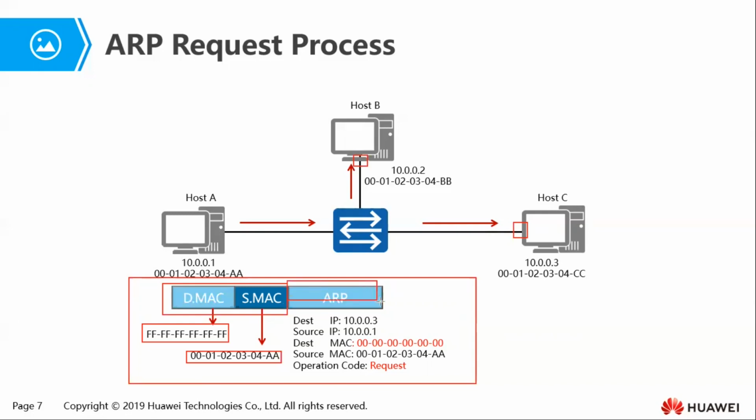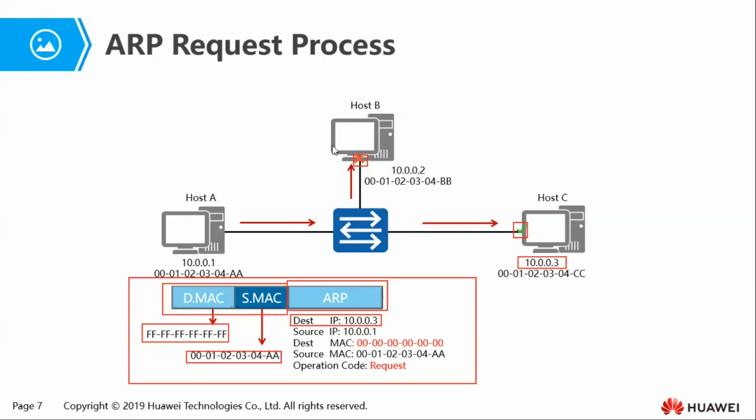Now, in the ARP header, it's going to define the destination address. As you can see here, that destination address is actually the IP address of host C. So when host B looks at the ARP header and sees that the destination address does not match its own, it's simply going to discard that frame. On the other hand, host C will check the destination IP, see it matches its own, and therefore it's going to process it further.